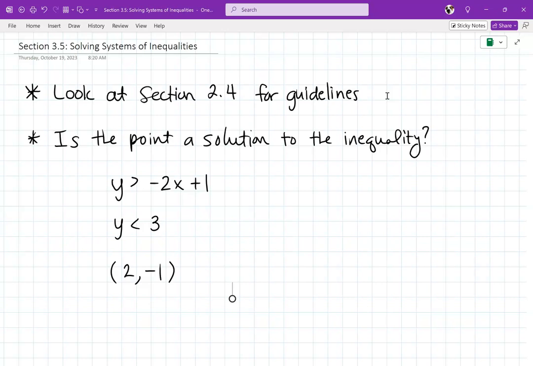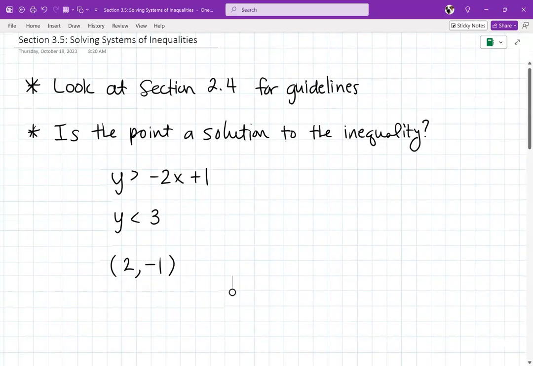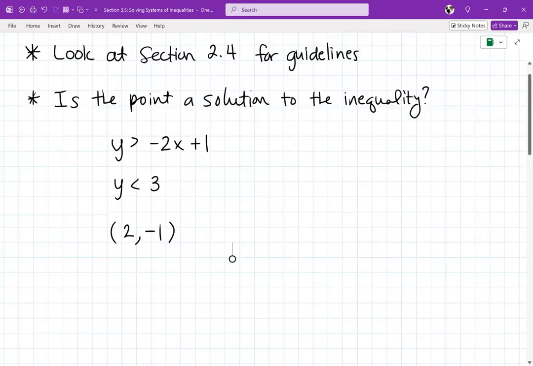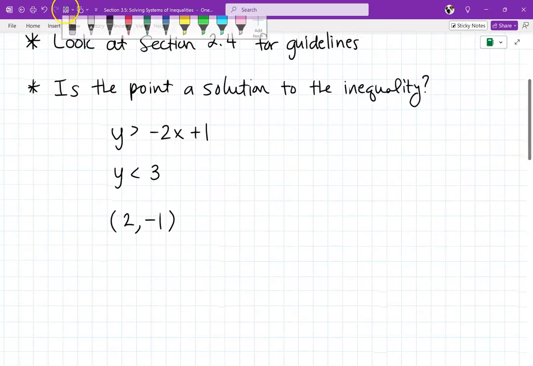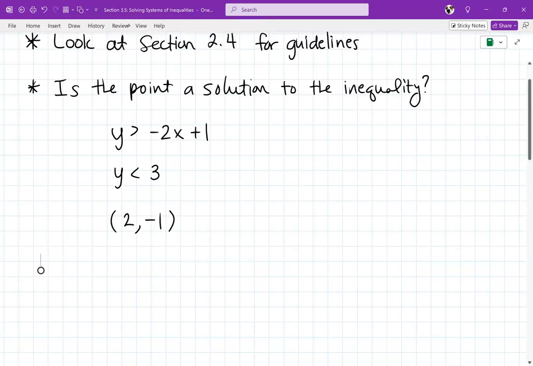Okay. So the first thing that they're going to ask you to do every once in a while on some tests is they're going to say, look, I'm going to give you 2 inequalities. Is the point that I gave you a solution to both of them? Okay. So all you have to do is just test it. So is this point a solution to these inequalities? All right, so all you're going to do is you're going to get the point (2, -1), and you're going to plug in 2 for x and -1 for y.